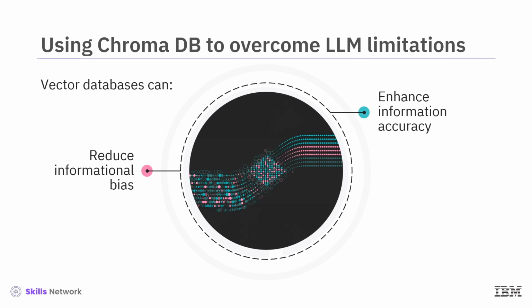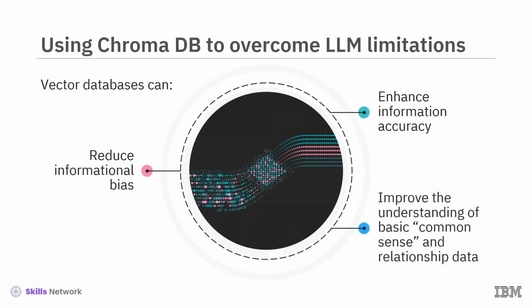You can use a vector database's ability, including Chroma DB's ability, to store and query factual knowledge graphs into LLMs to improve the accuracy and reliability of the generated text. Finally, Chroma DB improves the understanding of basic data. You can encode common sense knowledge and relationships within Chroma DB to supplement LLM training, leading to more relevant answers.